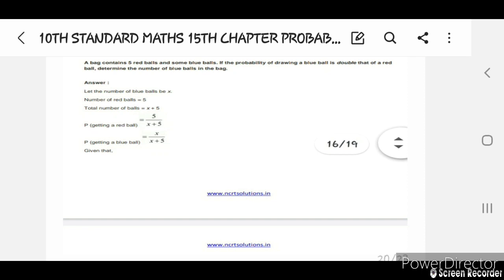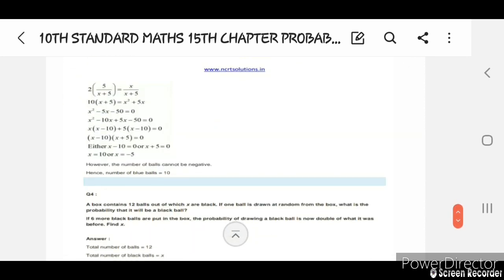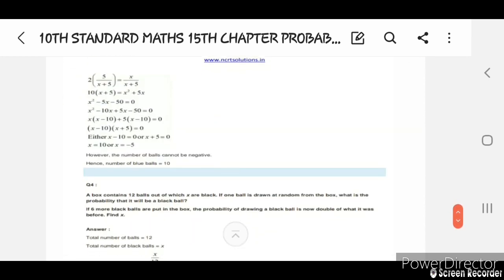So x by x plus 5 equals 2 times 5 by x plus 5. Therefore 10 into x plus 5 gives x square plus 5x. Therefore x square minus 5x minus 50, which we solve by the factorization method: x square minus 10x plus 5x minus 50. So (x minus 10)(x plus 5) is the answer. Therefore x is equal to 10 or x is equal to minus 5, so the number of blue balls is 10.